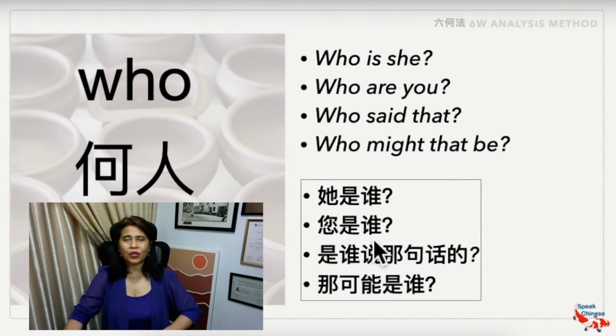Who is she? 她是谁? Who are you? 你是谁? 是谁说那句话的? Who said that? 那可能是谁? Who might that be? Can you tell how to use the word who in Chinese? 谁.